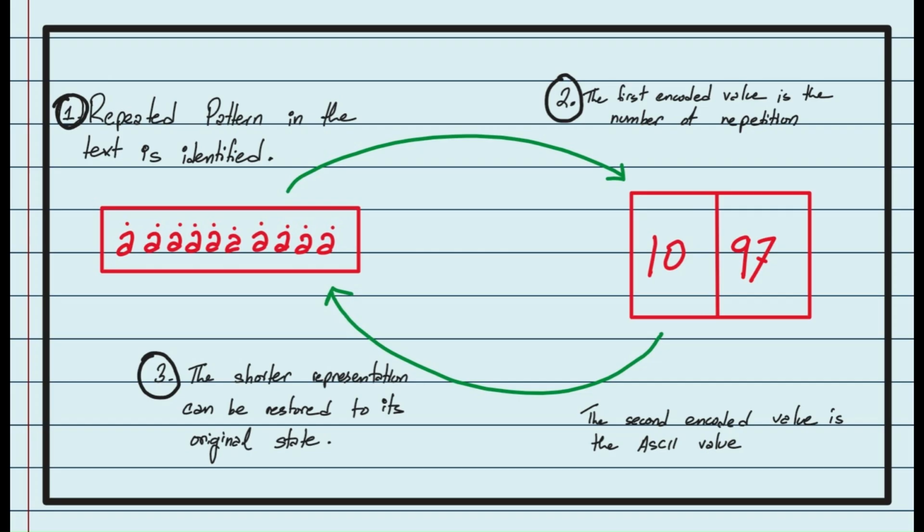There we go. This is the diagram for run length encoding. With that, we are going to end our session for selected chapter-wise questions from chapter 1.